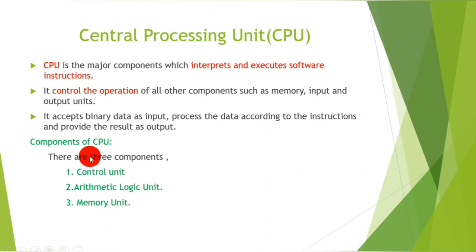Now you can see the components of the CPU. I already told you what the components of the CPU are: control unit, arithmetic logic unit and memory unit. How many components are there? There are three components. So what are the components of the CPU? Control unit, arithmetic logic unit and memory unit. Now you can understand why we need a central processing unit and what the components of the CPU are.